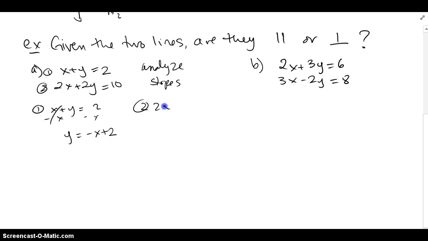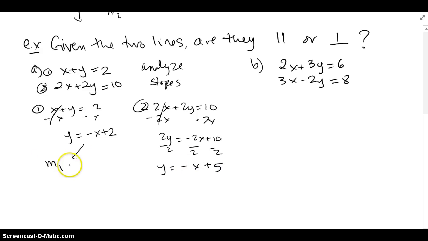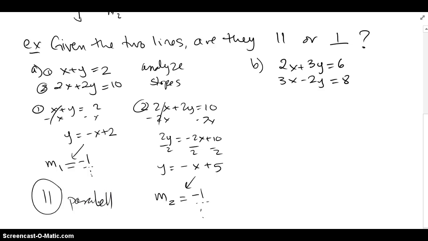And then I'm going to take the second one and get it in slope-intercept form so I can see what the slope is. And it looks like I get -x plus 5. So the slope of the first one, M1, is -1 over 1, I guess. And the slope of the next line, M2, is also -1 over 1. So these two lines are parallel. All we did was analyze the slopes.